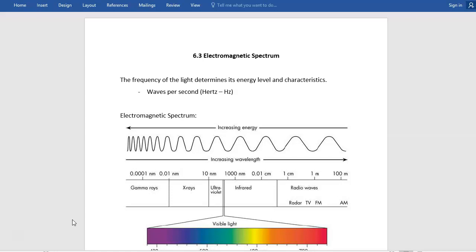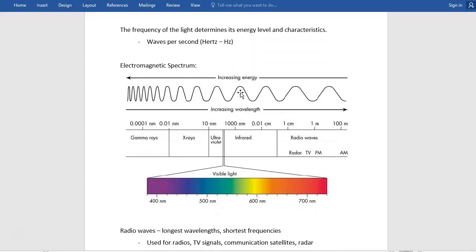The frequency of the light determines its energy level and many of its characteristics. Frequency is how many waves occur per second. It's measured in hertz, which can be abbreviated just Hz. So down here we have a diagram showing the electromagnetic spectrum. This is the way that it travels for increasing frequency. It also has increasing energy towards the left here.